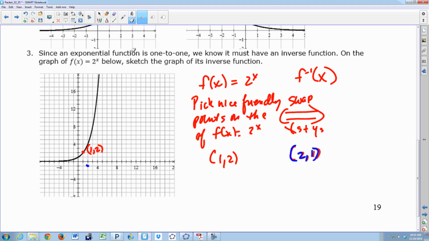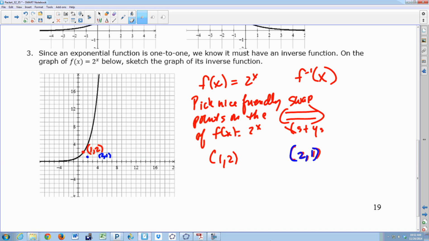Okay, notice we didn't put in the line y equals x. I'm going to do that. Oh, what did I do? Oh, 2, 1. Yeah, you got to watch me today. I'm not quite here. 2, 1. All right, so there's 2, 1. That's our very first point.